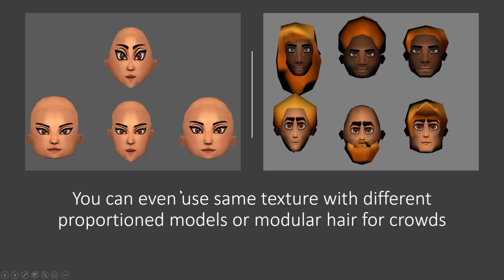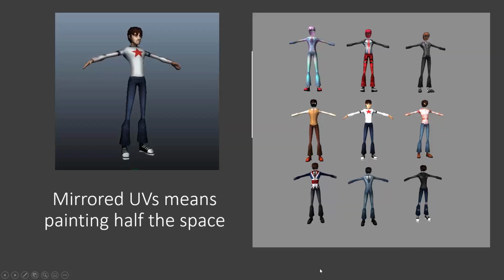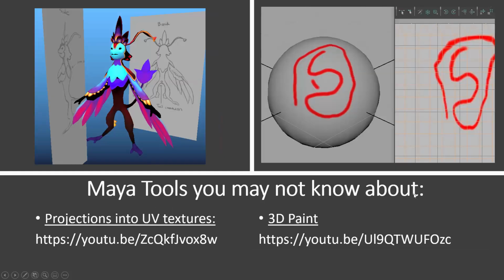You can even use the same texture with different proportioned models like you see on this head here, or modular hair for crowds. Mirrored UVs, if you build the characters so that they're mirrored, means painting only half the space. So you don't have to paint the whole character over and over again, you'll have to paint half. And it can go throughout their entire wardrobe. So there's that as an advantage.